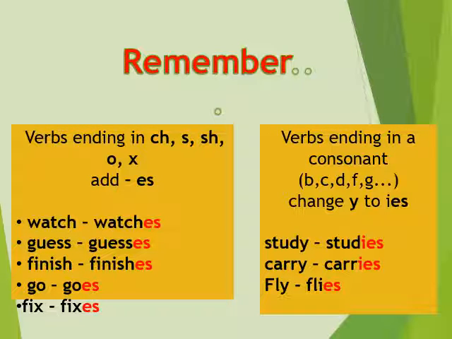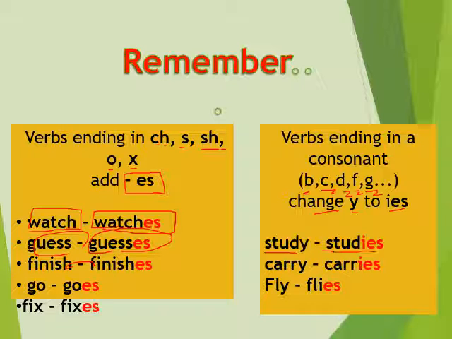Remember, spoiler alert number 2. For verbs ending in ch, s, sh, o, or x, we add es, not s only. If we see something like watch, we say watches. Guess, guesses. Finish, finishes. Go, goes. Fax, faxes. And for verbs ending in a consonant plus y, change y to ies. Something like study, studies. Carry, carries. Fly, flies.